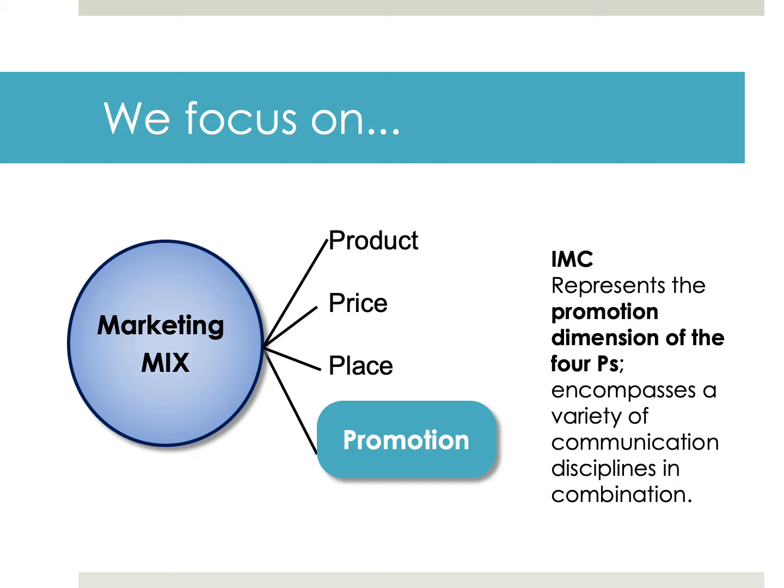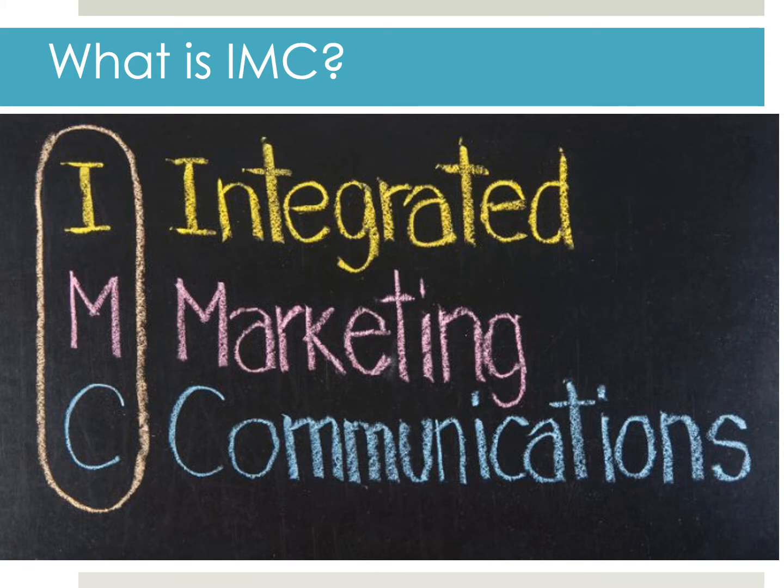And with this chapter, we are going to review the promotion P, because IMC represents the promotion P of the 4 P's. In our next chapters, chapter 18 and 19, we will cover one by one each tool that is used by IMC, which again belong to the promotion P of the marketing mix. So let's start with the understanding of what IMC is. Again, IMC is the acronym of Integrated Marketing Communications. And in my following slides, we will cover each element of IMC.